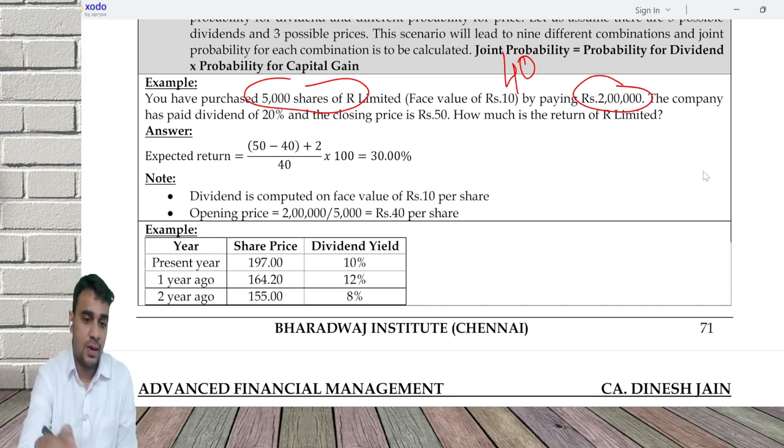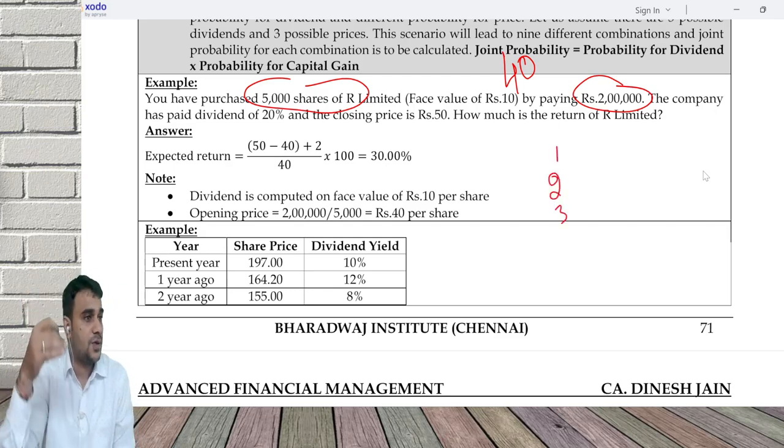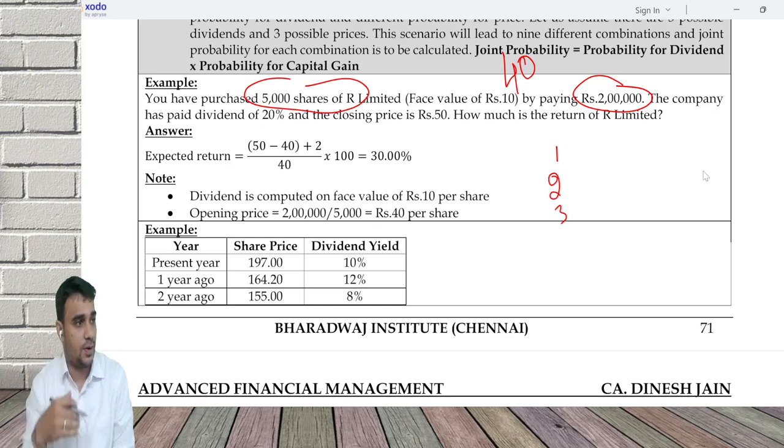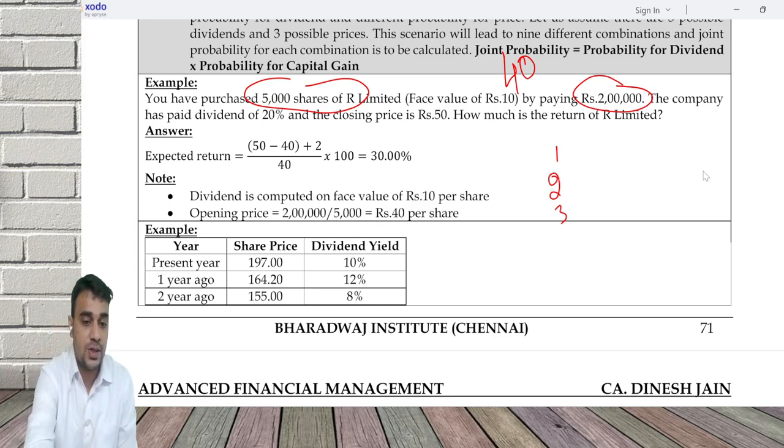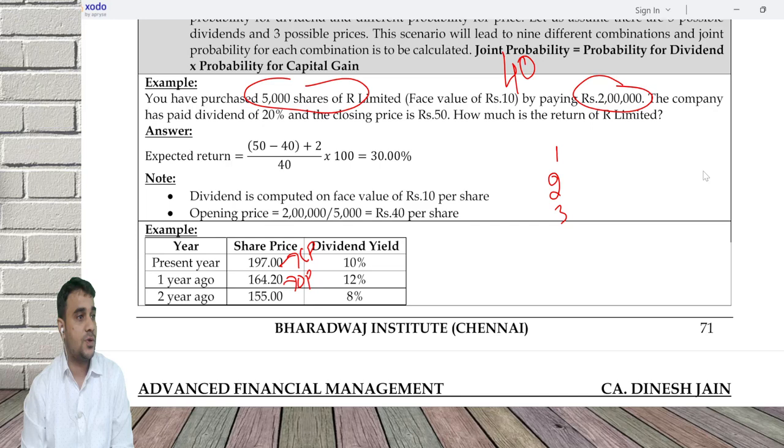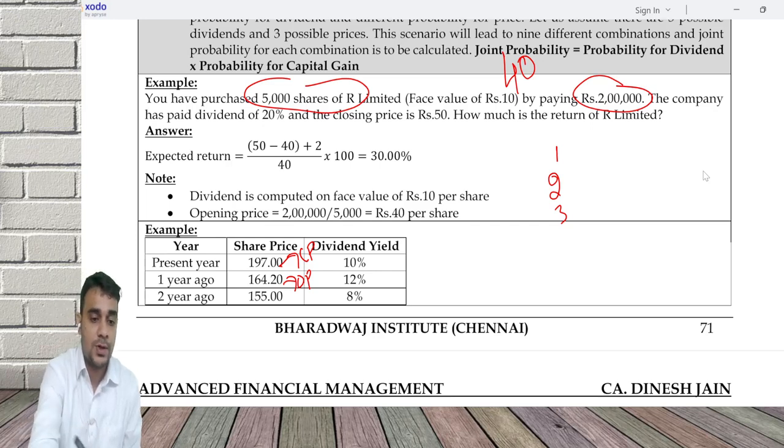Okay, now listen. Many a times what happens is data is given like this: 1, 2, 3, 4, 5 futuristic data. This is in the reverse order. So this is closing price. This is opening price. The closing price is 197.2. The opening price is 164.2. Or what I can do is, this is 2022. This is 23. This is 24.